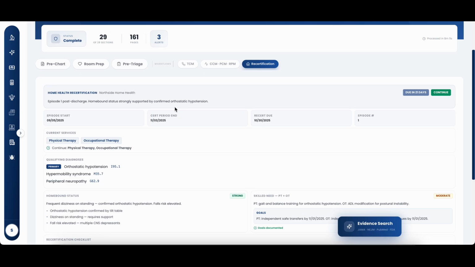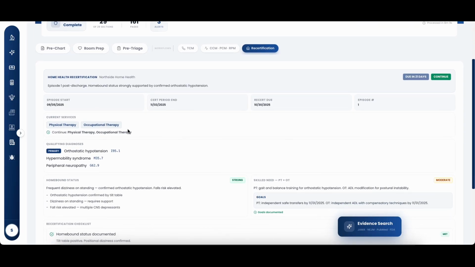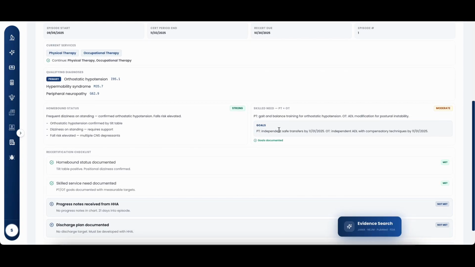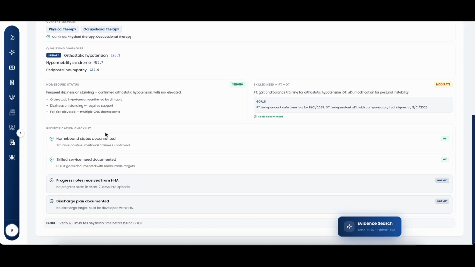Home health recertification view. Clear recommendation. Continue or not. Medicare criteria evaluated directly from the chart. Homebound status. Need for skilled services. Supporting evidence is shown. Strength of evidence is visible. Missing documentation is flagged. Current services, PT, OT, nursing, are listed. Whether they remain clinically justified is clear. What needs to be documented or updated before recertification is identified.